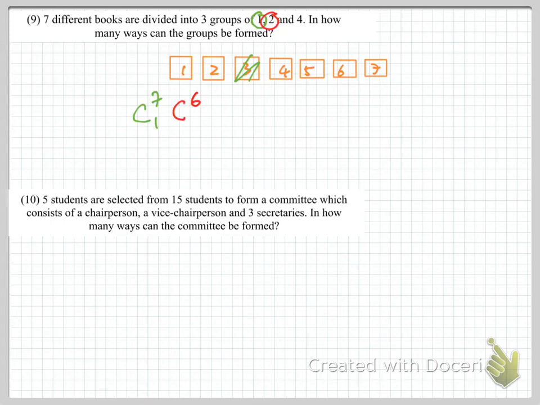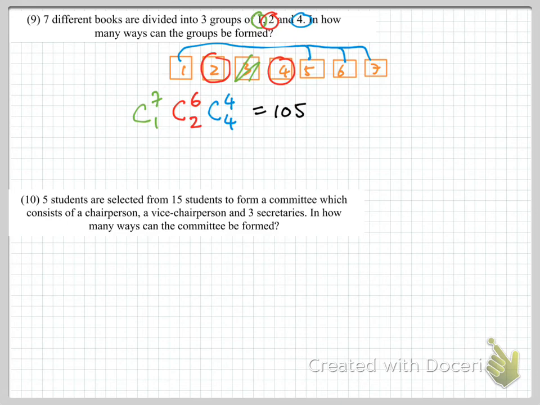Among the 6 books, I choose 2 of them into the red group. So that is 6C2. And finally, how about the group of 4, the quadruples? We choose the remaining. You have no choice. There is only one way to do that. You have 4 books remaining and you have to choose all 4 of them. And this is it. This is the answer. And the answer goes to 105.